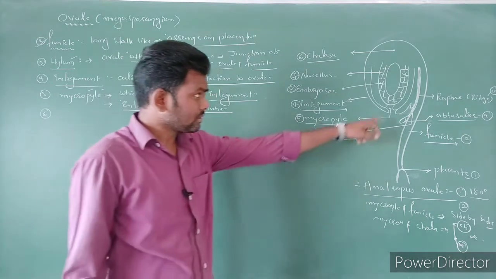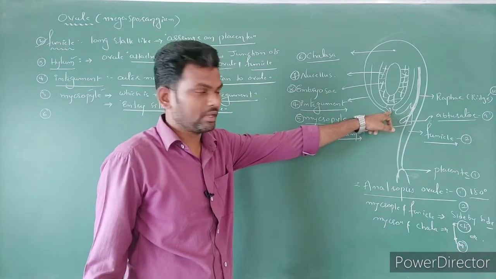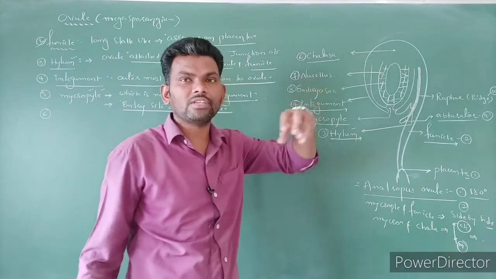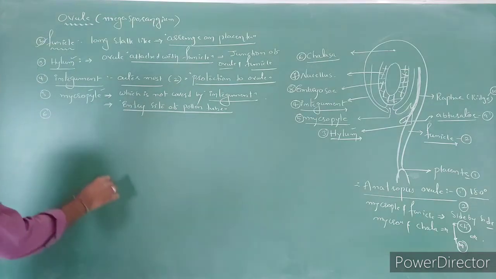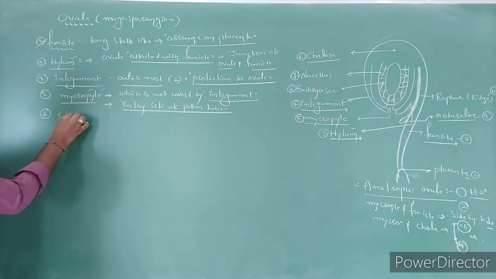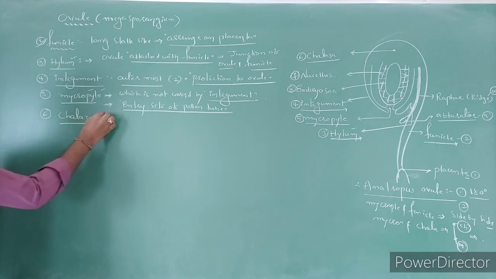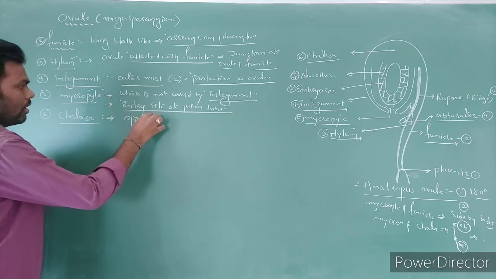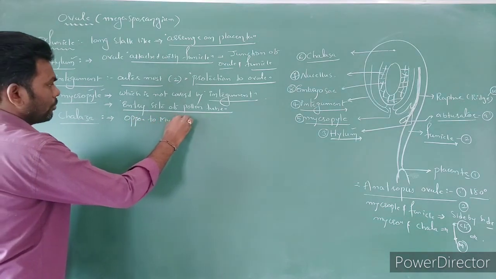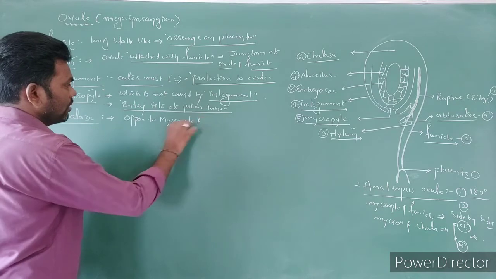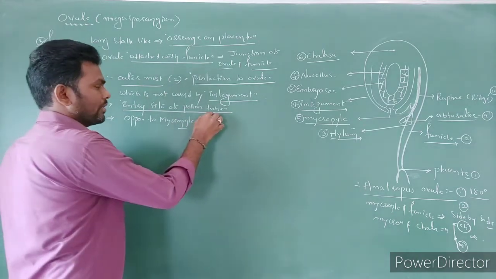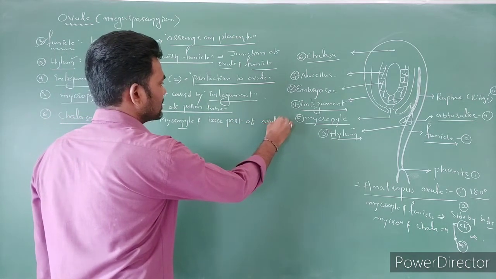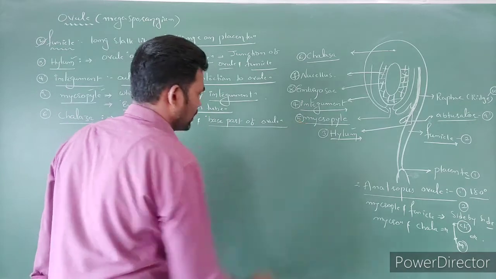The sixth one is the chalazal side. It is exactly opposite to the micropyle region. The exactly opposite side, the part we can call what? The chalazal side, which is the base of the ovule, right? The chalazal side is exactly opposite to the micropyle, and it is the base part of the ovule, right?